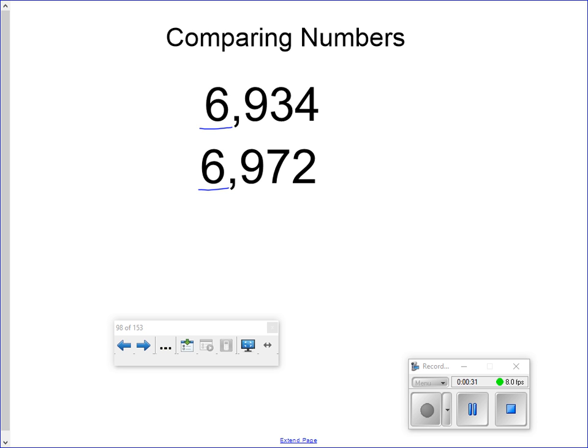Well, those are the same, so that doesn't help us, so we move to the next smallest place value, which is the hundreds. Still the same, so we move to the tens. Here we have a difference in value, and we know that 7 is greater than 3. Therefore, 6,972 is the greater number. It does not matter what is behind those digits. The first place we have a difference is the tens, so that's where we find the difference.